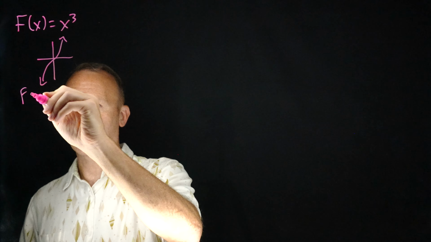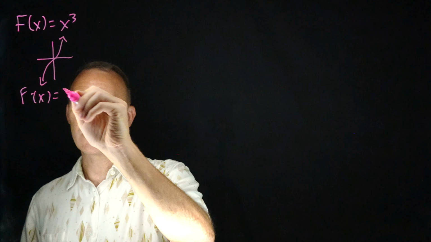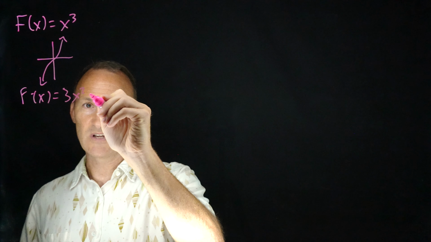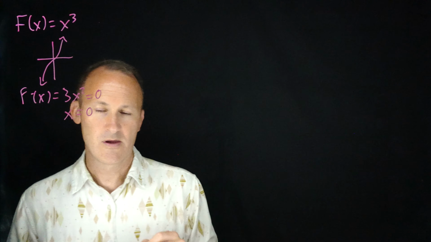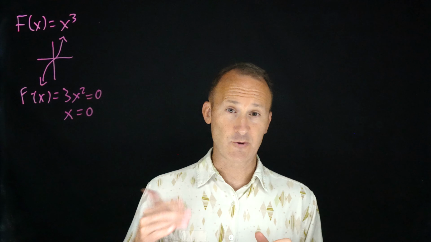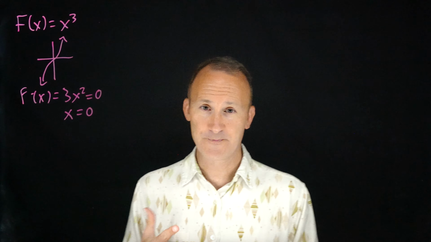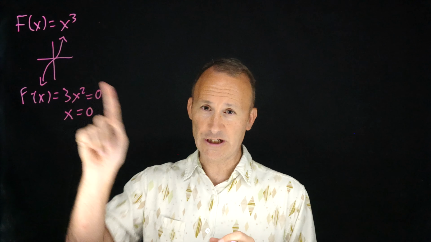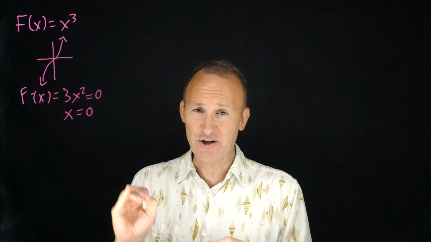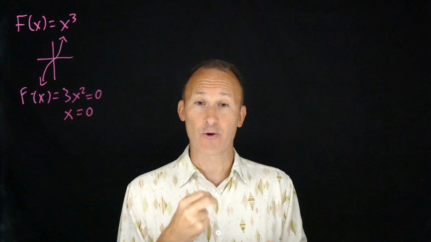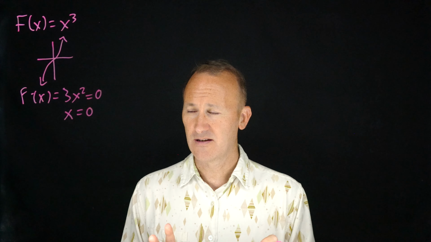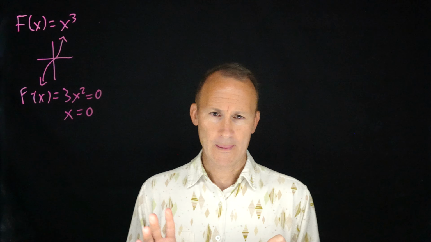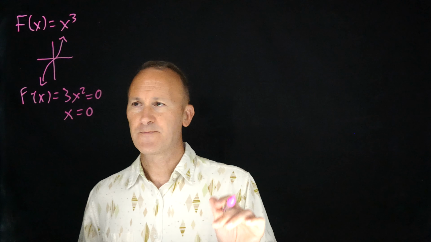So we say f prime of x equals 3x squared, and we set that equal to 0, and then we get x equals 0. So what we have is a critical point at x equals 0. But if you look at this curve, it is clearly not a minimum or a maximum. So what in fact is it? Well, let's look at it carefully.